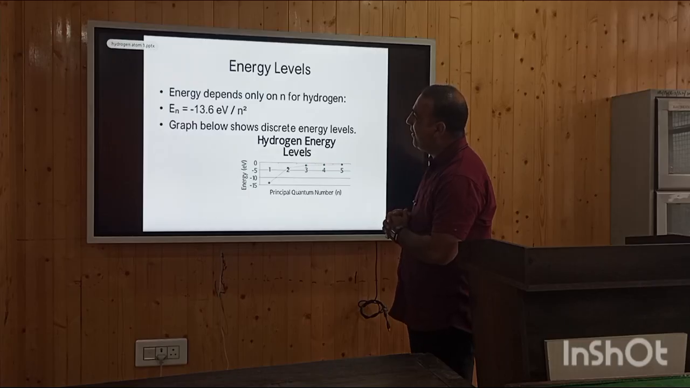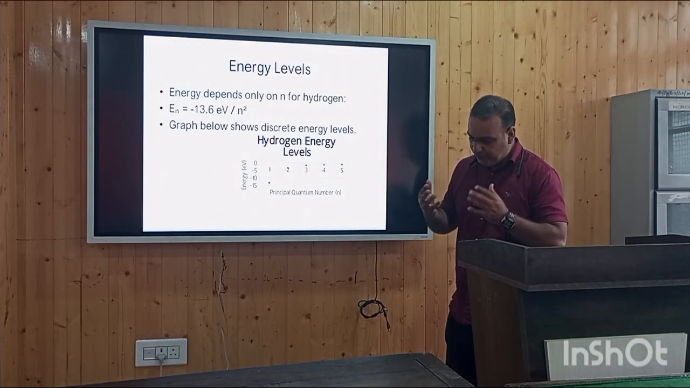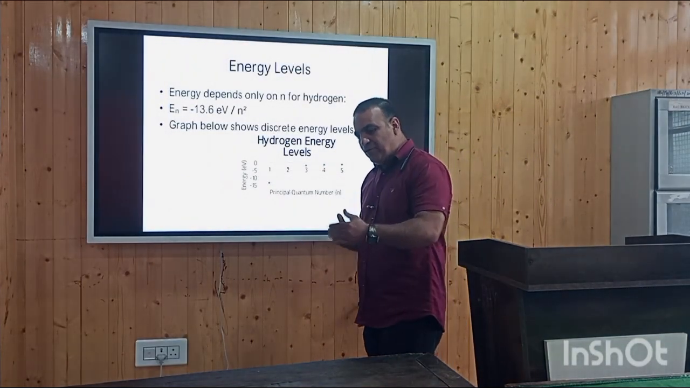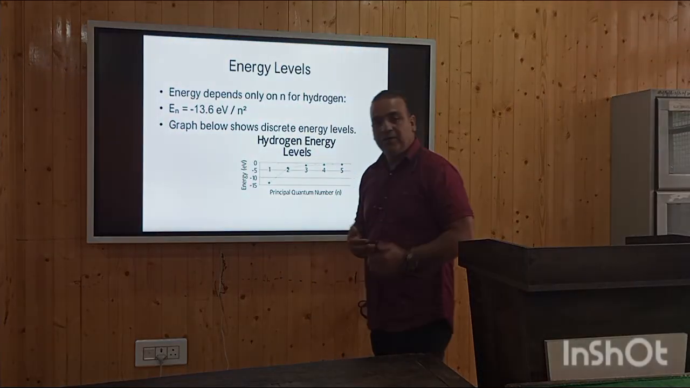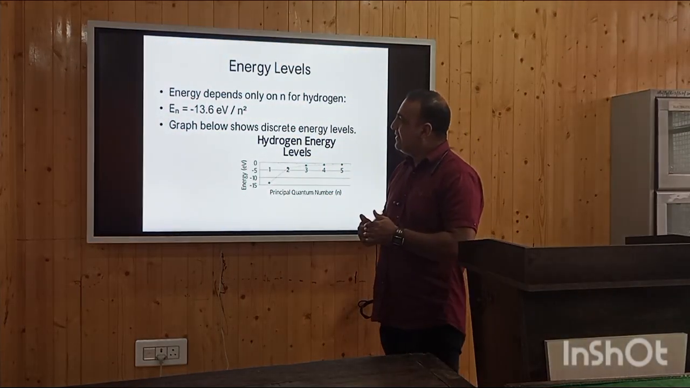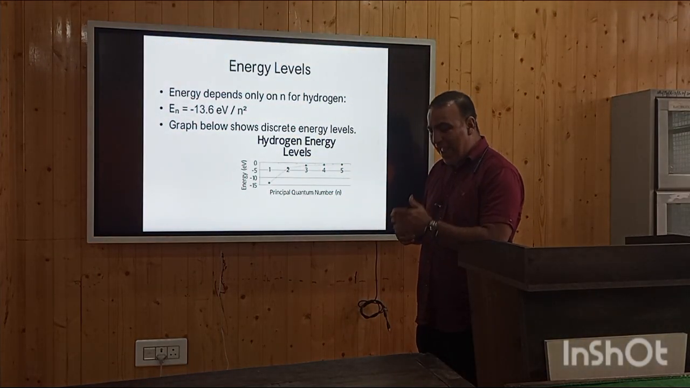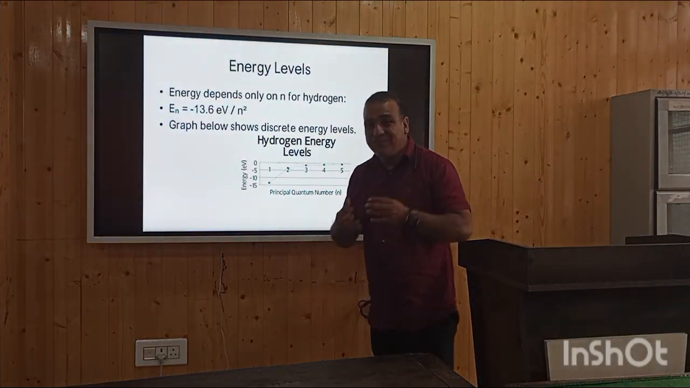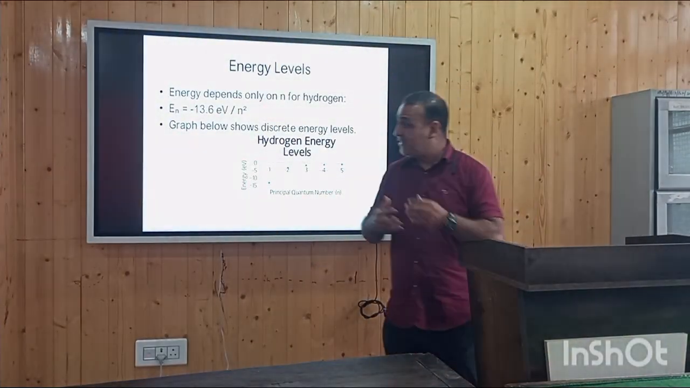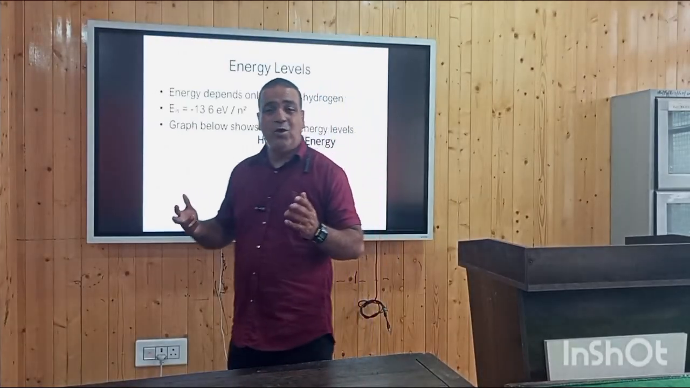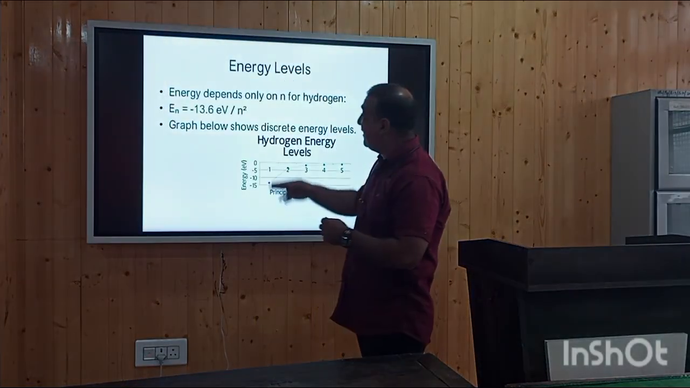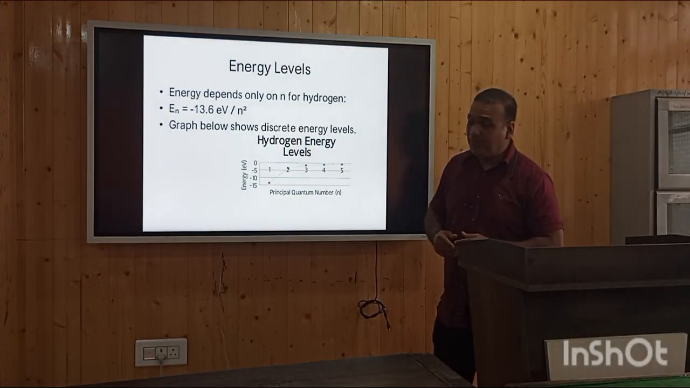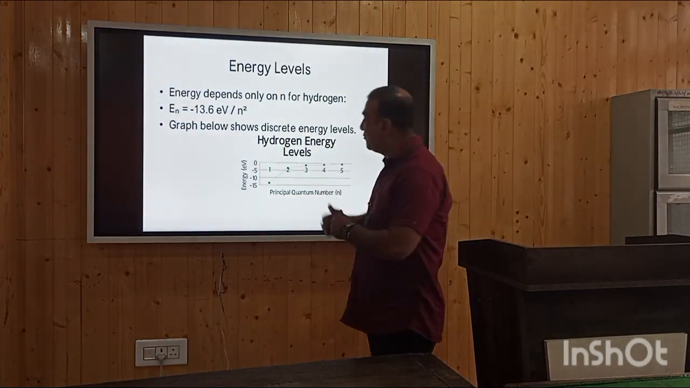What we will see at the end of this video is that the energy linked with the electron in the hydrogen atom does not depend on the orbital angular momentum, and it does not depend on the magnetic quantum number. What it depends on is the principal quantum number. It depends on the values of n.